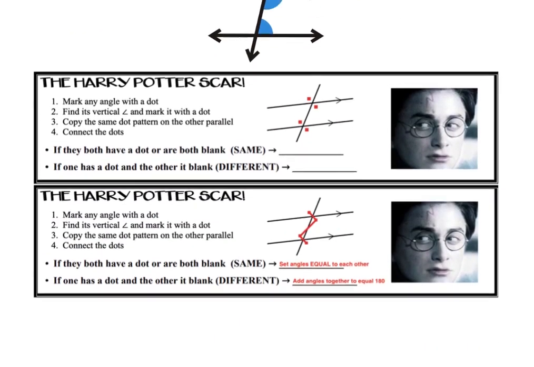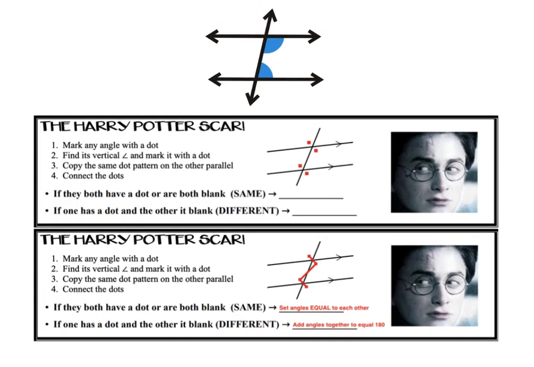Okay, and lastly, to remember, there is a shortcut involving Harry Potter if you can't remember all this information. So all you have to do is draw your two parallel lines and a transversal, mark any angle with a dot, and then find its vertical angle and mark it also with a dot, and copy that same pattern. So you're just marking any angle with a dot, putting a dot on its vertical angle, that's the one directly across from it, and then doing the same thing for the next one. Then you just connect your dots and you make like a Harry Potter scar, a little zigzag.